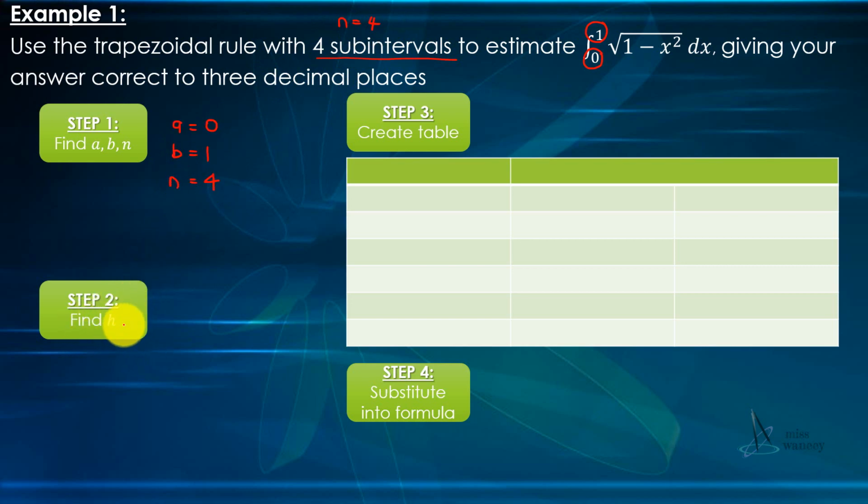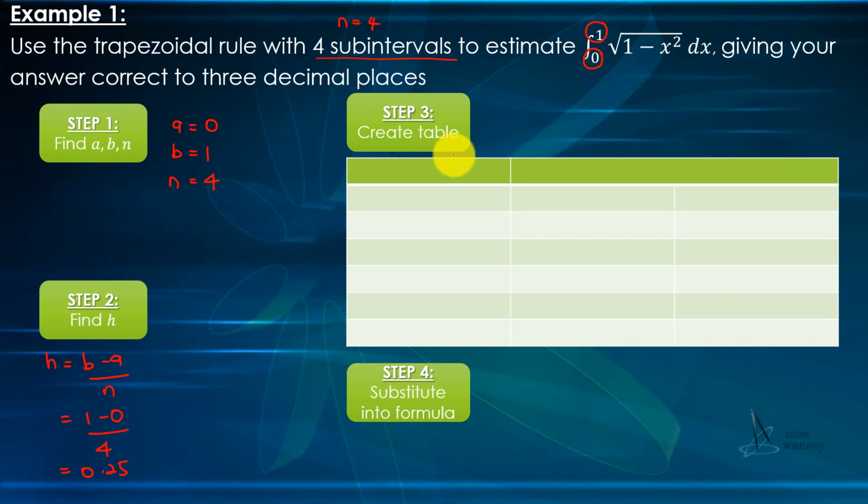So second step, we have to find the h. So the formula for h is b minus a over n. So b is 1 minus 0 over 4. So this is 1 over 4 or 0.25. So let's go to the third step.